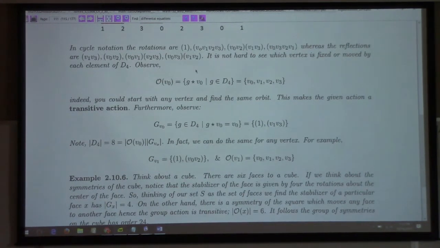And so there you have it. The size of the orbit times the size of the stabilizer, 2. What's the size of the group? 8. So 4 times 2, 8. Great. Here's something a little bit more interesting.